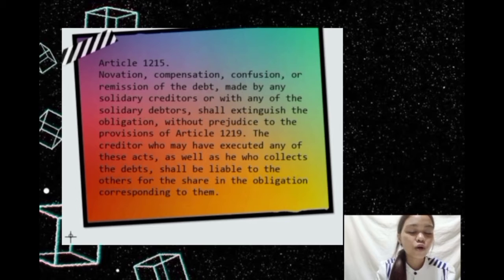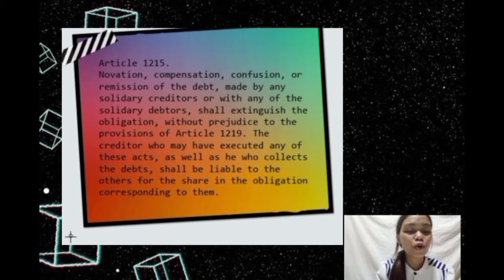So, the obligation to pay 300,000 was extinguished, but it created a new obligation, which is to deliver the motorcycle of Jad. So, it also created a modification as to the object of the obligation.